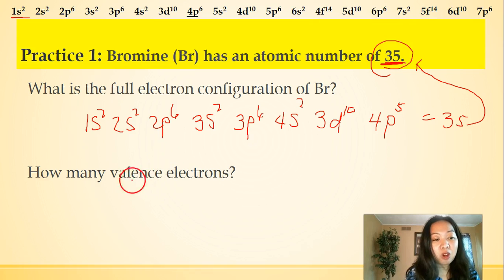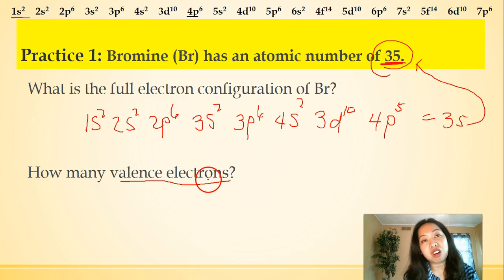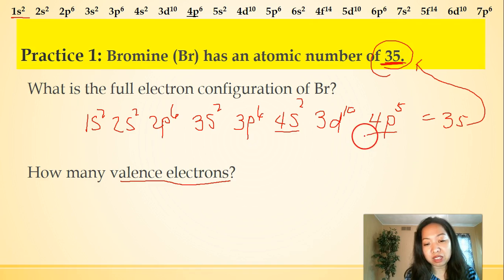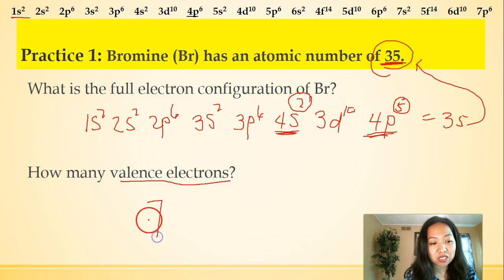So the next question is, how many valence electrons will you find in bromine? Valence electrons are the outermost electrons. So how many electrons are there in the outermost shell of that atom? The highest energy level here is 4. So there are 4 energy levels. In the highest energy level there are 2 electrons and 5 electrons. So 2 plus 5 is 7. Bromine has 7 valence electrons, or 7 electrons in the outermost shell.